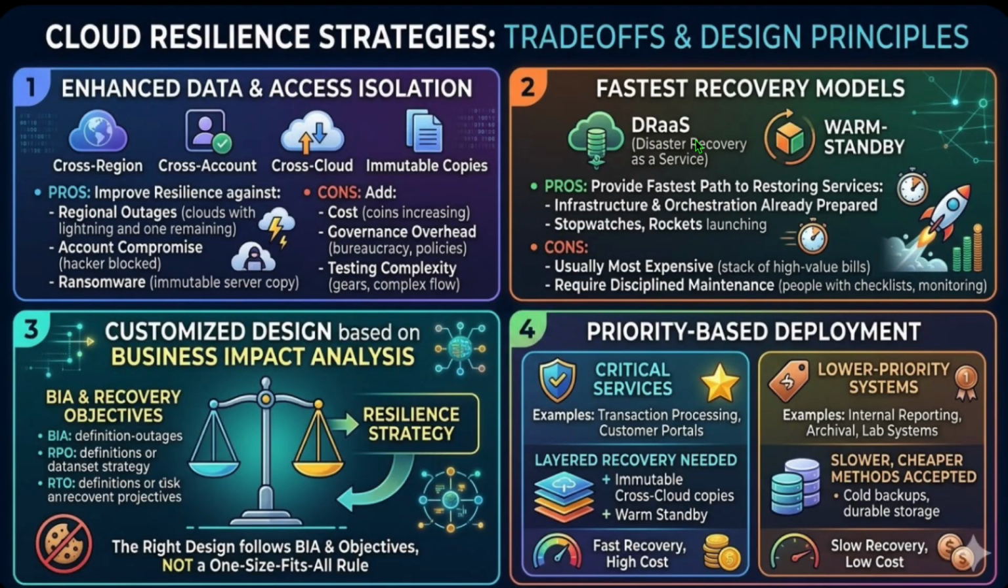Cross-region, cross-account, cross-cloud, or immutable copies improve resilience against regional outages, account compromise, and ransomware, but they add cost, governance overhead, and testing complexity. DRaaS, or warm standby models, provide the fastest path to restoring business services because infrastructure and orchestration are already prepared, but they are usually the most expensive and require disciplined maintenance. The right design should follow business impact analysis and recovery objectives rather than a one-size-fits-all rule. Critical services may need layered recovery, while lower priority systems can accept slower, cheaper methods.